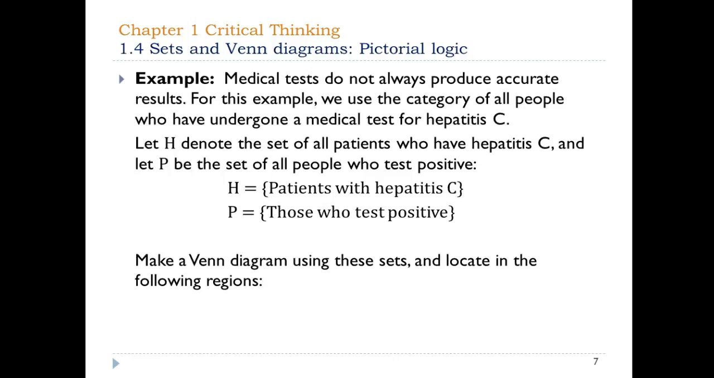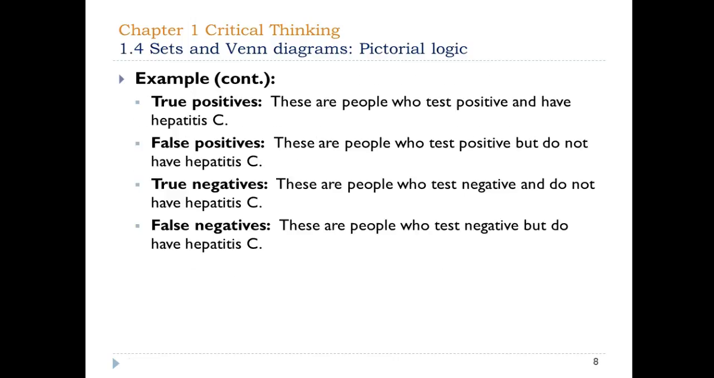Let's make a Venn diagram using these sets and locate the following regions. True positives. These are the people who test positive and have hepatitis C. False positives. These are the people who test positive but do not have hepatitis C. True negatives. These are the people who test negative and do not have hepatitis C. And false negatives. These are the people who test negative but do have hepatitis C.